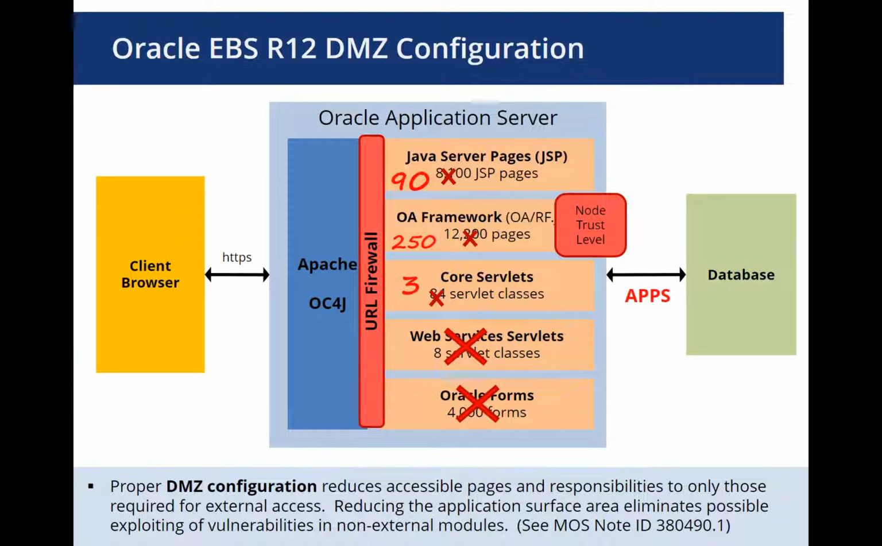They've got 2 components in here, one called the URL firewall, which reduces the number of overall pages available, and then also node trust level. Node trust level works with the OA framework, which is Oracle's specific web page framework for the Oracle E-Business Suite. These documents walk you through a process in order to implement this. It's about 20 plus steps to actually try to reduce the surface area.